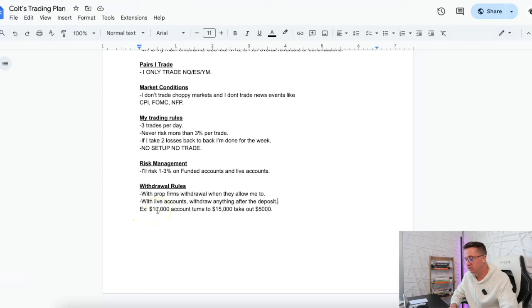So if you put $10,000 in there and your account turns to $15,000, take out $5,000. So you could have one account that has your initial deposit in it, and anything after that you withdraw. And you can also have more of a long-term account. So you could have an account with $20,000 in it, and on every amount that you make, you only take out 20%. So you have 80% of the account that's still growing gradually, but you're still rewarding yourself with 20%. So it's really up to you guys what you want to do with the withdrawal rules and how you want to go about that.